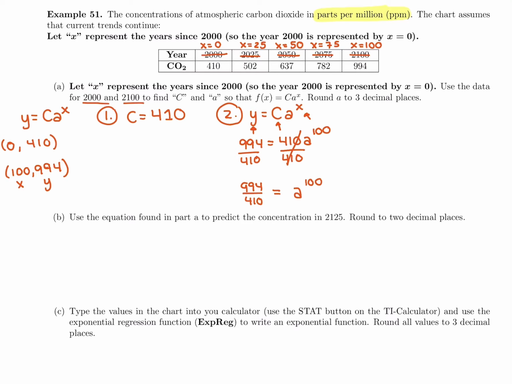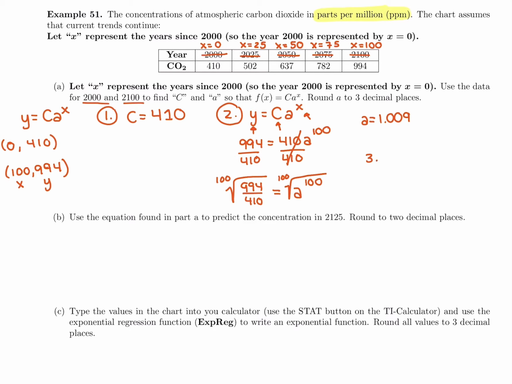So if it was a squared, we'd take the square root. If it was a to the third, we'd take the third root. If it was a to the 7th, we'd take the 7th root. Here we're going to take the 100th root. So I'm going to hit math on my graphing calculator and scroll down and figure out which option has me change the root to any x root. On my calculator, it is math number 5, allows me to change it to the 100th root of 994 over 410, and round to 3 decimal places. So a is going to be 1.00, and that's going to round up to be a 9.